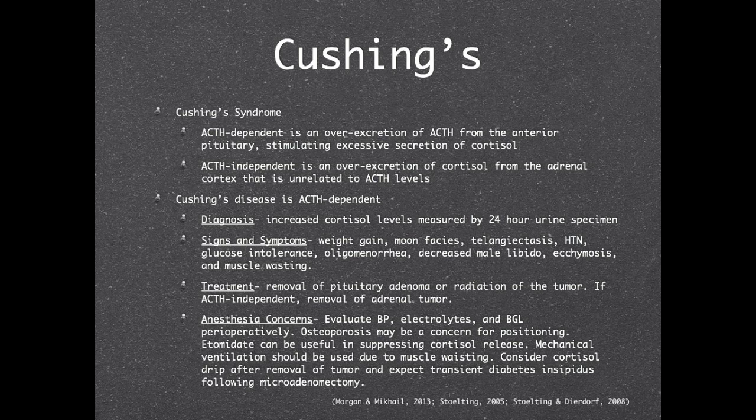Cushing's disease is essentially ACTH-dependent Cushing syndrome. The diagnosis involves increased cortisol levels that are measured by a 24-hour urine specimen. Signs and symptoms include weight gain, moon facies, telangiectasias, hypertension, glucose intolerance, oligomenorrhea, decreased male libido, ecchymosis, and muscle wasting.